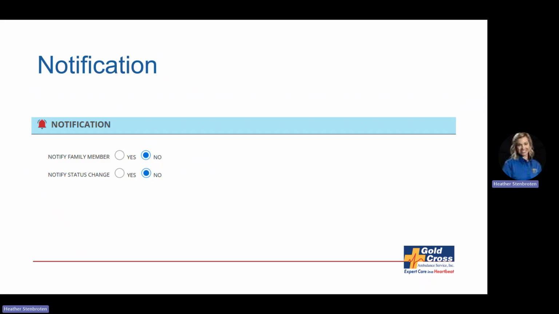Notification. This is an optional section. This is designated individuals to receive notifications, like when they get approved, when our ambulances start to be en route, or when we're at destination. So this is just an optional section.